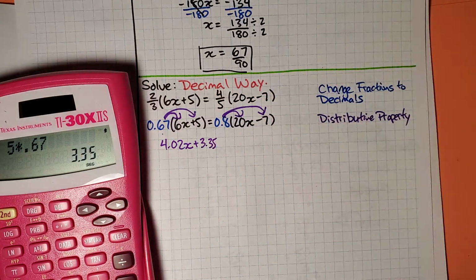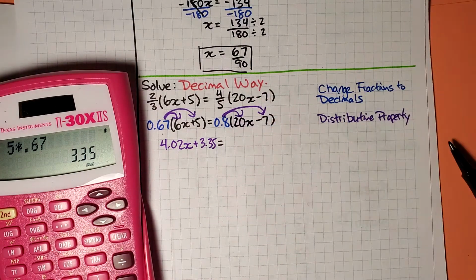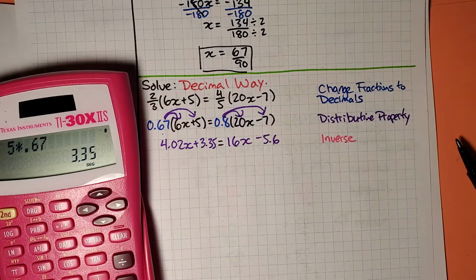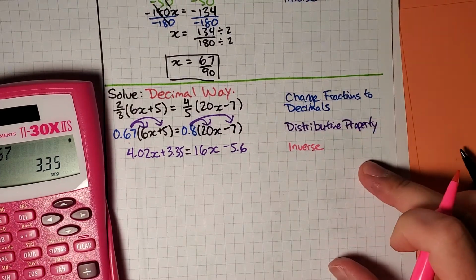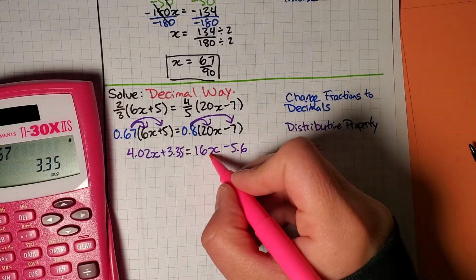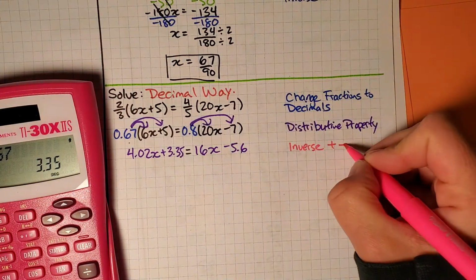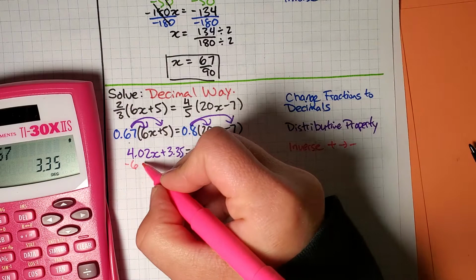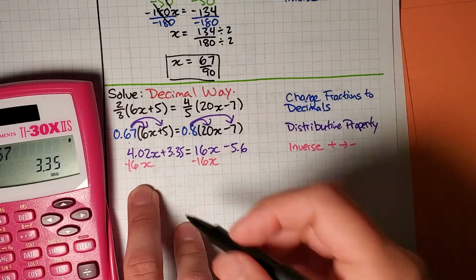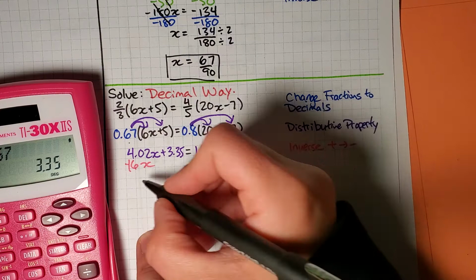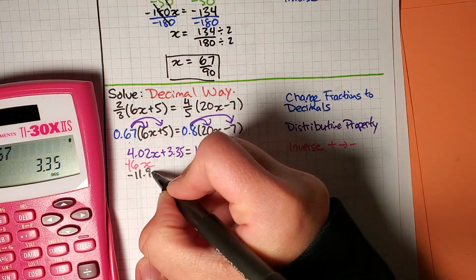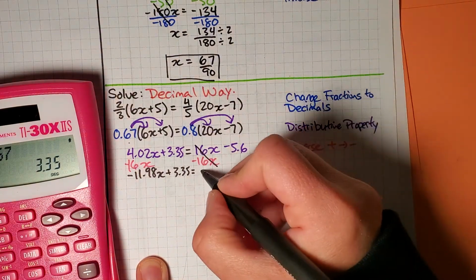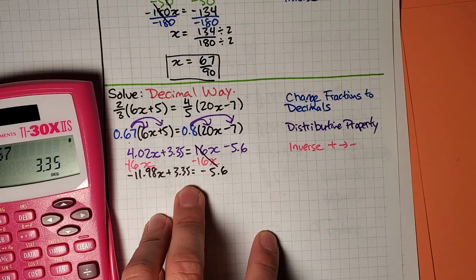Oh man, I didn't give myself enough space. Equals 16x minus 5.6. Solve the same way as above. I'm going to get rid of this 6x. It's adding, inverse is minus, so minus 6x, minus 6x. Sorry, I should have said minus 16x. You're going to get negative 11.98x plus 3.35. This cancels out, left with negative 5.6.